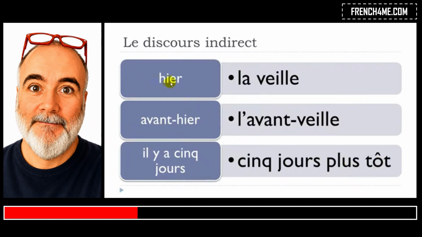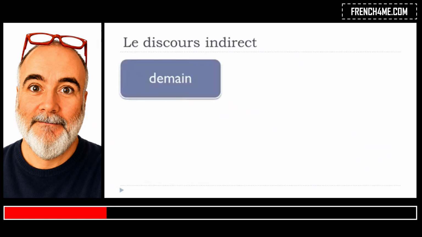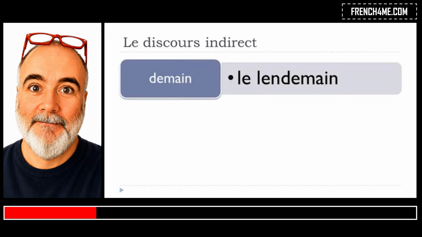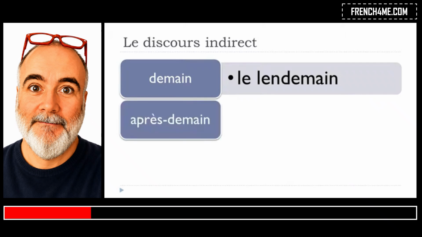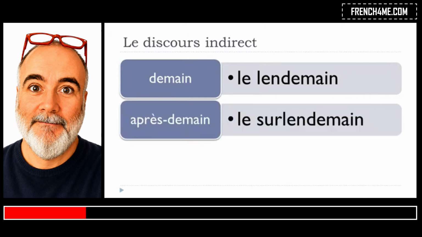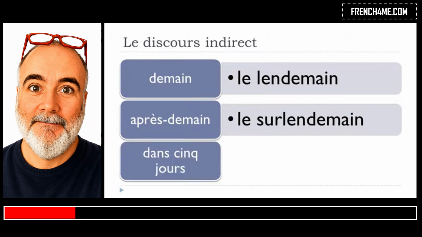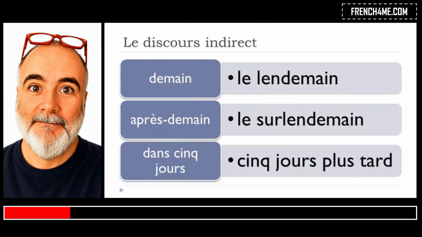Okay, so hier will become la veille. Avant-hier will become l'avant-veille, and then il y a 5 jours will become 5 jours plus tôt. Okay, and we can continue if you want with demain. Demain is tomorrow, and tomorrow will become le lendemain, the following day, le lendemain. Après-demain, after tomorrow, will become le surlendemain. Okay, and dans 5 jours, in 5 days, will become 5 jours plus tard, later.